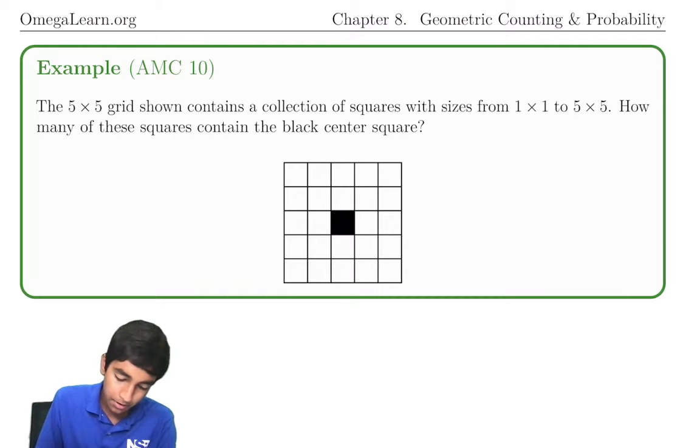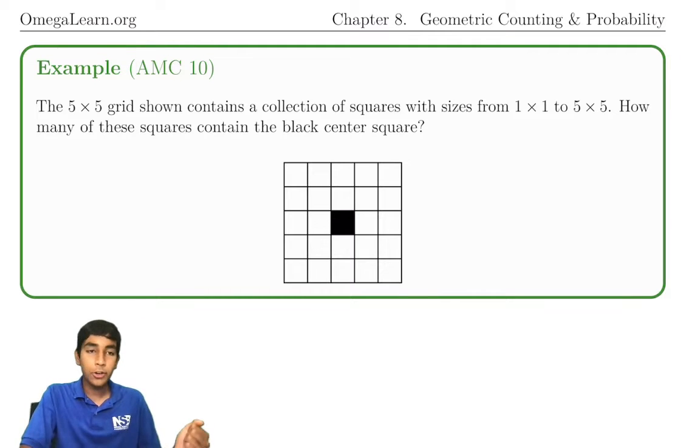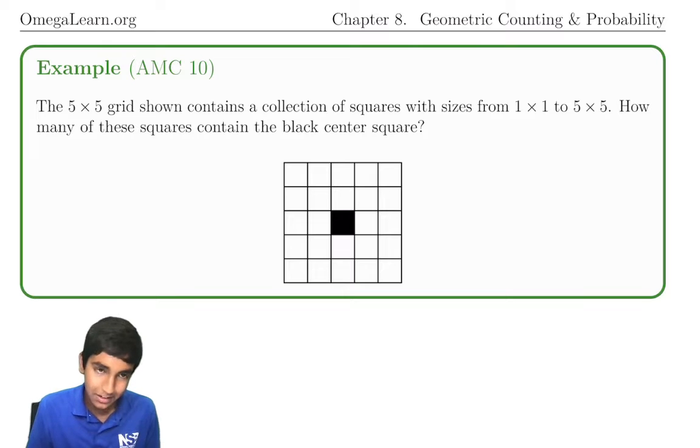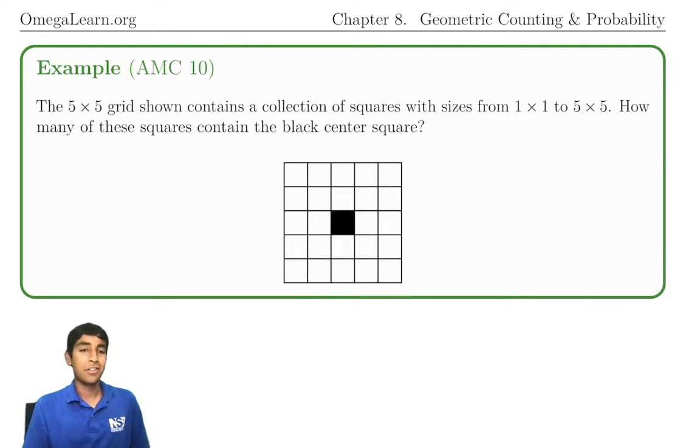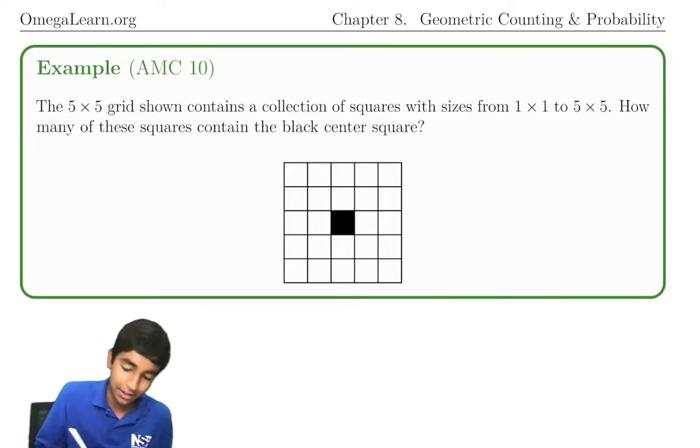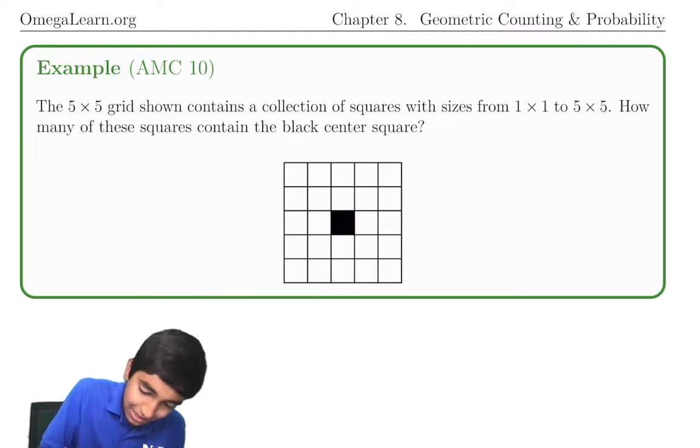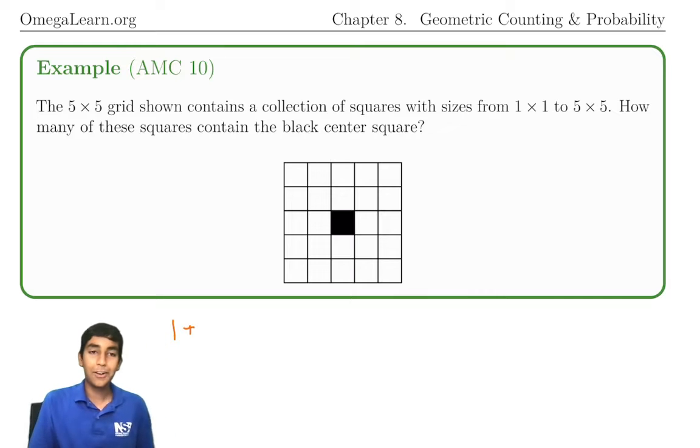In this problem, we have a 5 by 5 grid, and it contains a collection of squares of all sizes, 1 by 1 up to 5 by 5. So 2 by 2 squares, 3 by 3 squares, 4 by 4 squares, and 5 by 5 squares. And how many squares contain the black center one? Let's start one by one. There really is only one 1 by 1 square containing the black center square. That's simply 1. What about 2 by 2 squares?